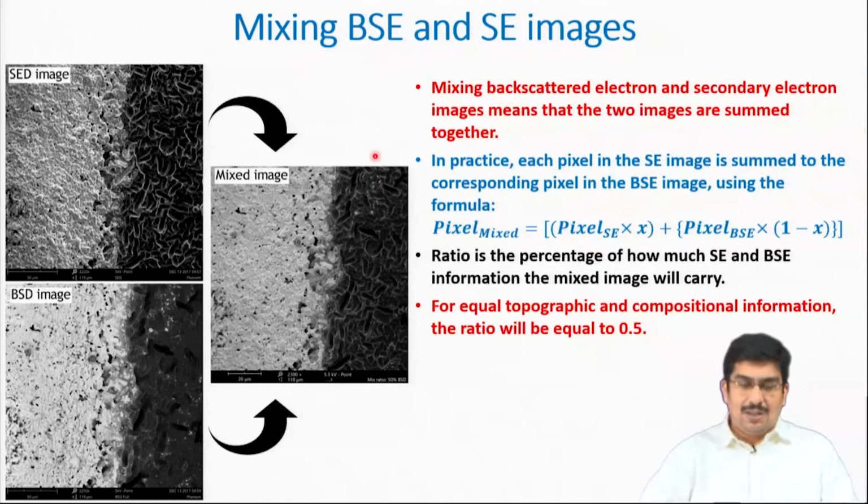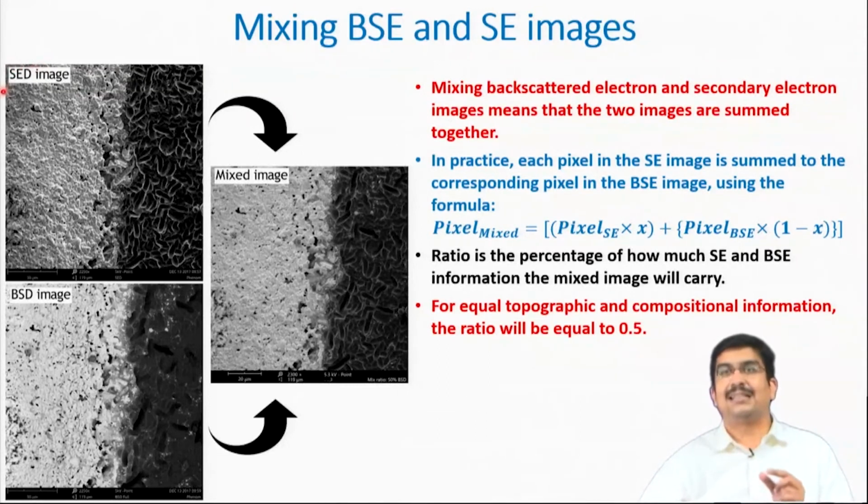Okay, and the last one to discuss here is mixing the BSE and SE images. This is possible because we are capturing everything nowadays as a digital image. So, we know pixel by pixel we have the information. We have already discussed this. What the pixel has is x and y, two coordinates, plus a grayscale value depending on the number of signals that we collect.